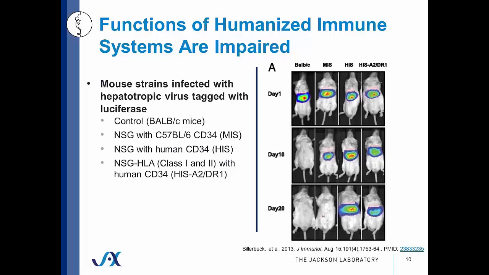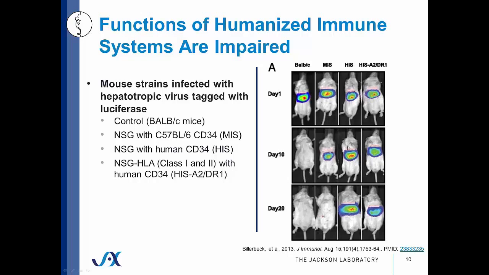indicator for viral replication. And we can see that BALB/c mice were able to clear infection by day 10, and NSG mice that expressed a mouse immune system were able to clear infection by day 20.